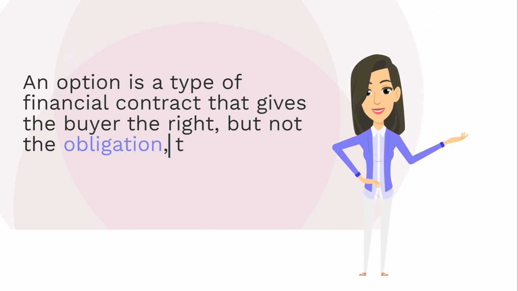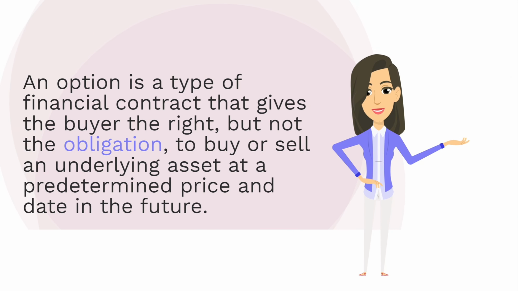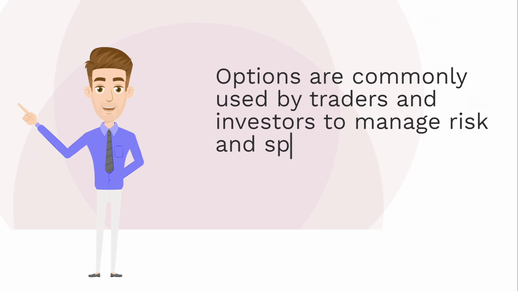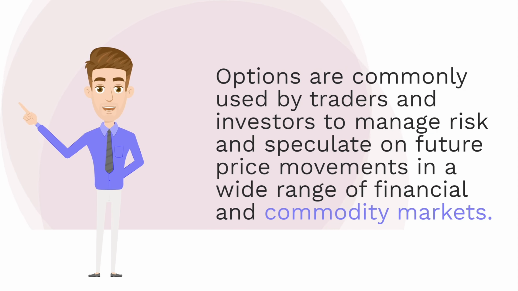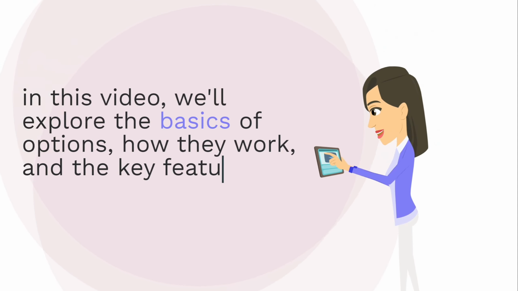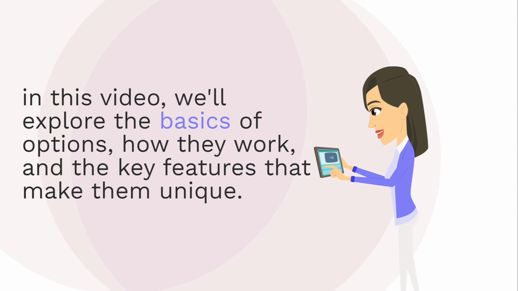An option is a type of financial contract that gives the buyer the right, but not the obligation, to buy or sell an underlying asset at a predetermined price and date in the future. Options are commonly used by traders and investors to manage risk and speculate on future price movements in a wide range of financial and commodity markets. In this video, we'll explore the basics of options, how they work, and the key features that make them unique.